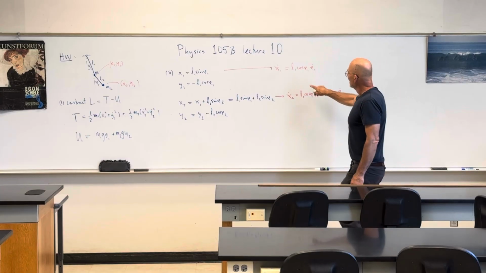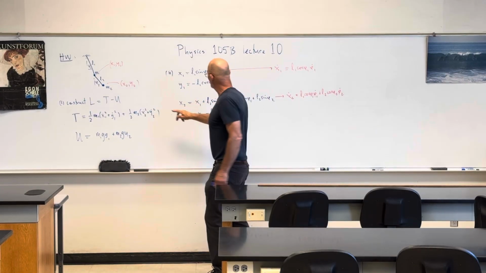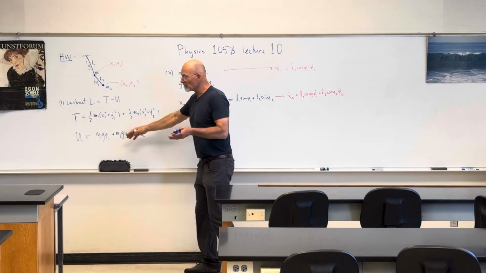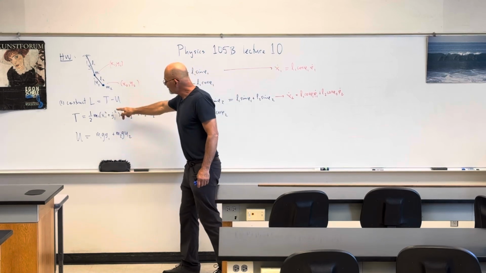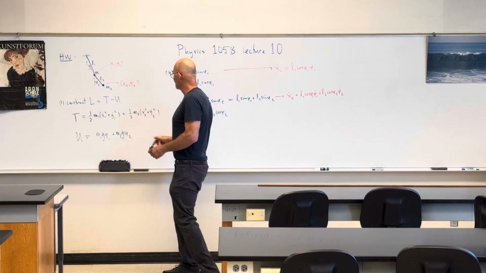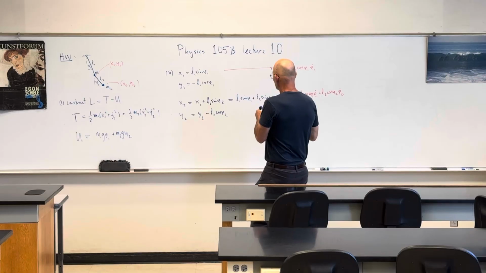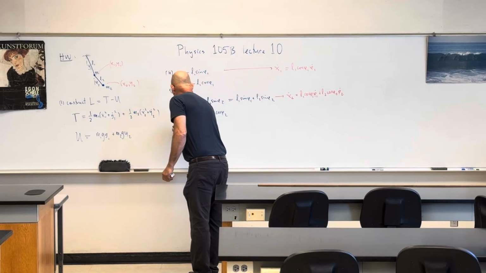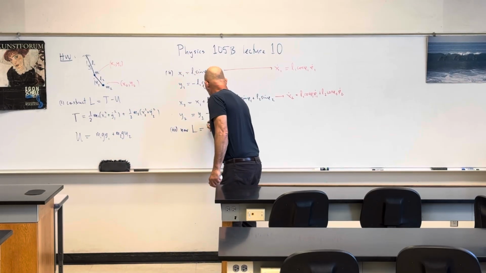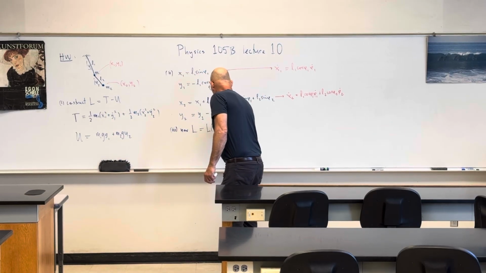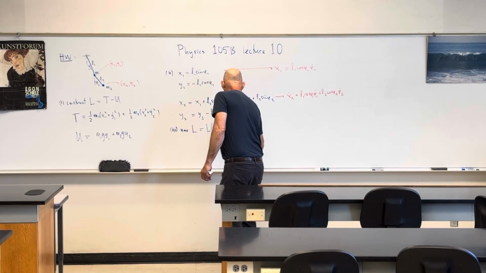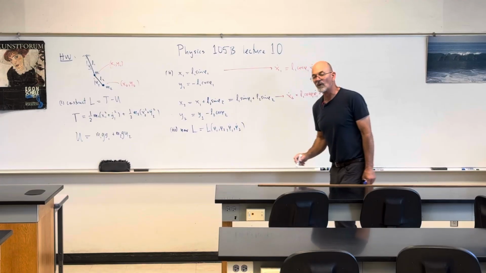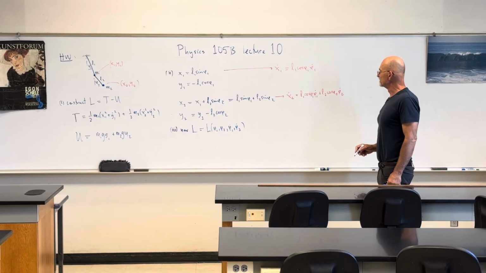Okay. So anyway, you do all of this. Now when you have all of these, y1, y2, everything, and now you construct L equals T minus U, what you obtain is, so what was that? I'll say 3. Now L is equal to L of phi1, phi2, phi1 dot, phi2 dot. So that's the form that we're looking for.